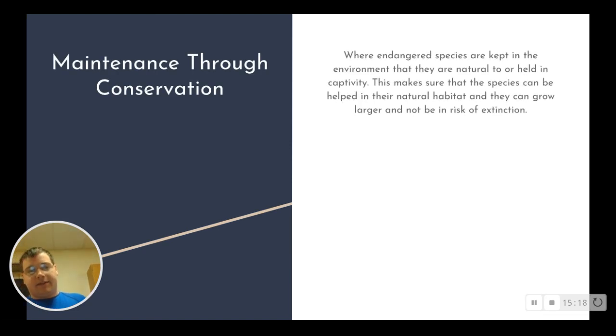Next up is maintenance through conservation, where endangered species are kept in the environment. This is where endangered species are kept in their natural environment, or held in captivity. This makes sure that the species can be helped in their natural habitat and they can grow larger and not be at risk of extinction.